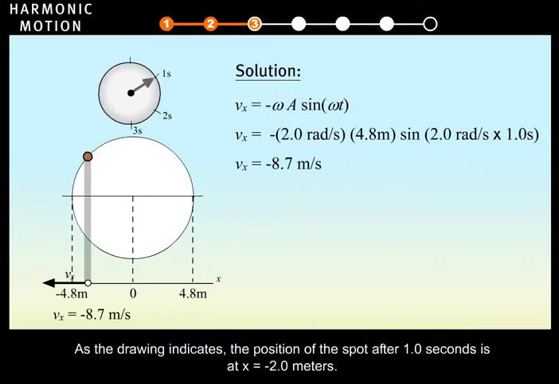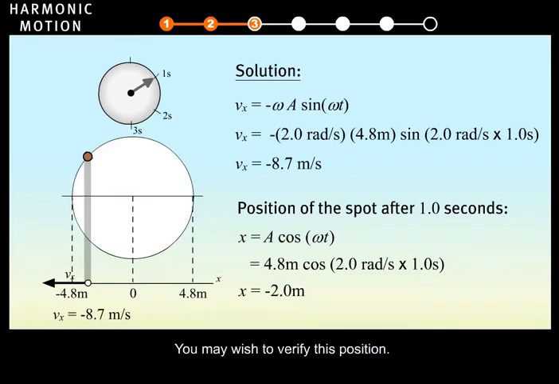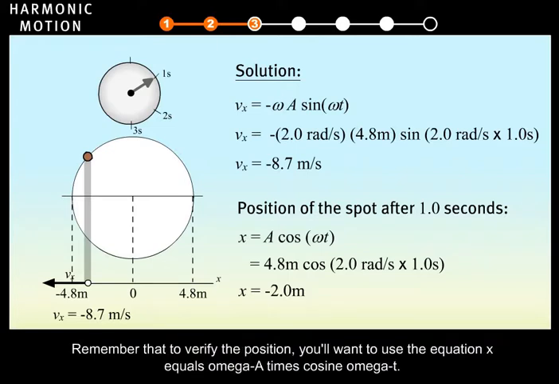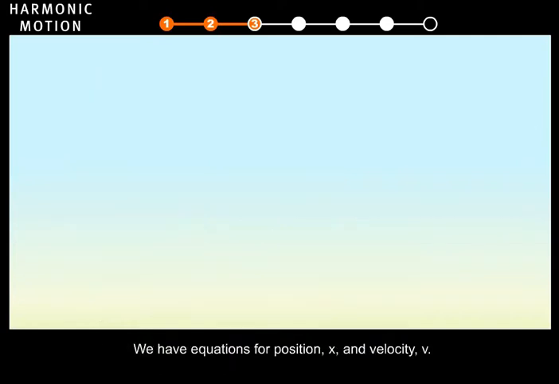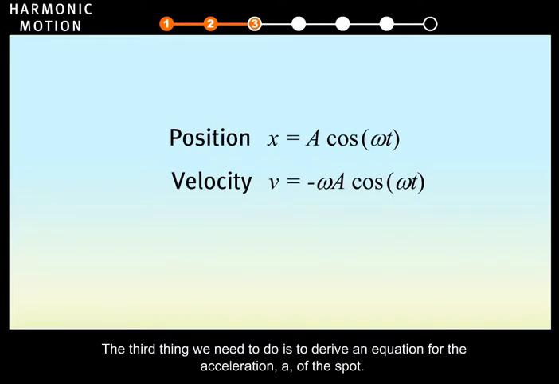As the drawing indicates, the position of the spot after 1.0 seconds is at x equals negative 2.0 meters. You may wish to verify this position. Remember that to verify the position, you'll want to use the equation x equals A cosine omega t. We have equations for position, x, and velocity, v. The third thing we need to do is to derive an equation for the acceleration, a, of the spot.